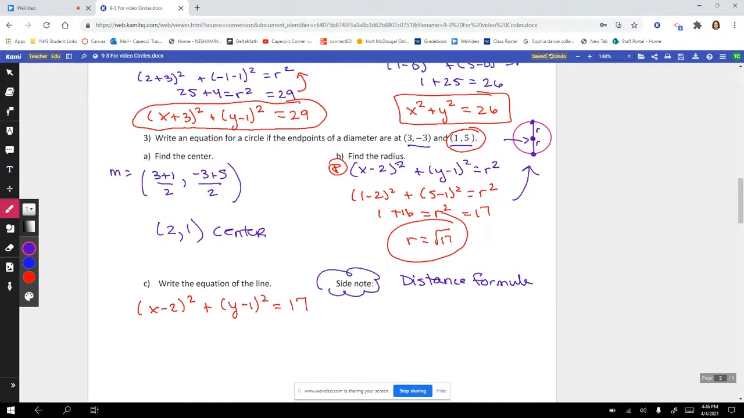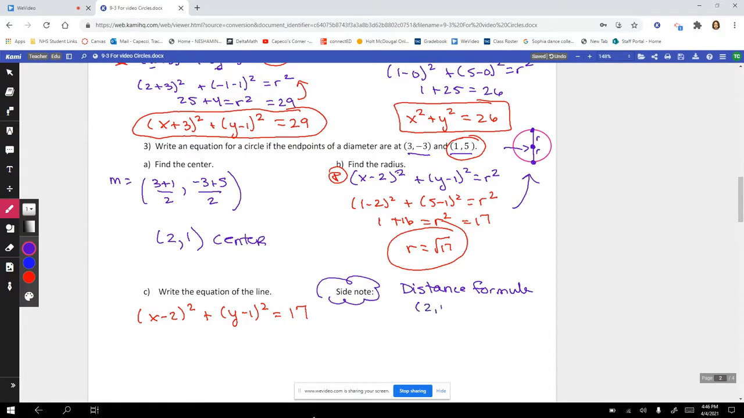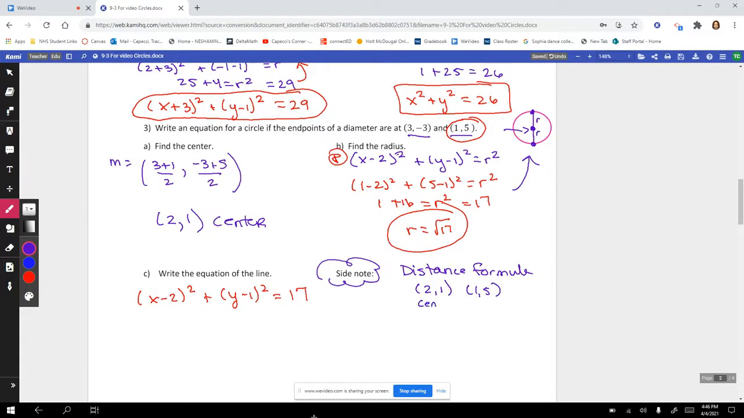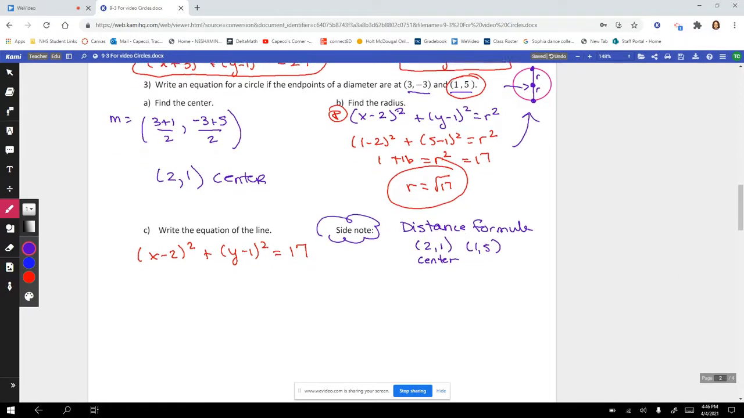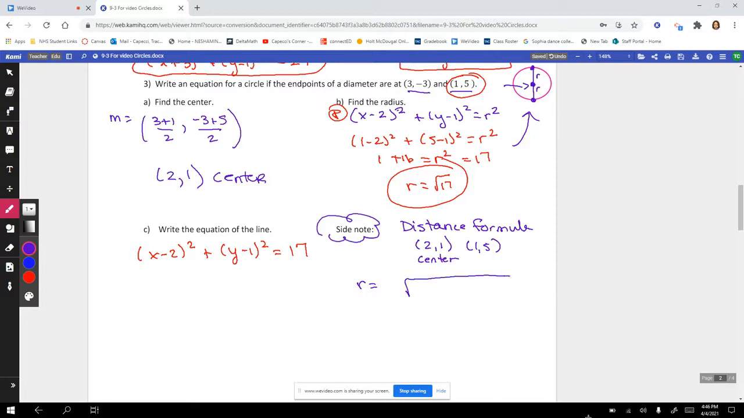So if I use my two points, I know that my center is 2, 1. And I can pick either point again. If I stick with 1, 5, I'm finding the distance from the center to a point on the circle. So I'm really finding the radius in this case. So the radius is equal to the square root of 1 minus 2 squared plus 5 minus 1 squared, which is the square root of negative 1 squared is 1, plus 4 squared is 16. Again, the radius is equal to the square root of 17, which we found up here. So again, it's just another way of understanding how these circles go.